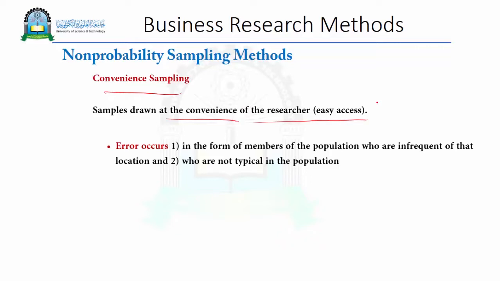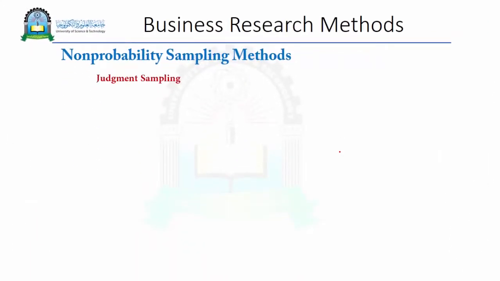But there must be some problems here in this method, like error occurs in the form of members of population who are infrequent of that location or who are not typically in the population. So sometimes somebody will come if the researcher is going to stand at the gate of the company and choose whoever is appearing.